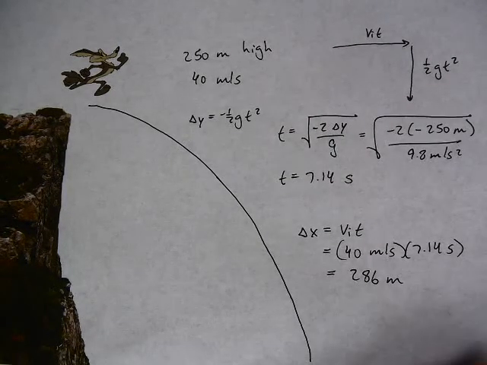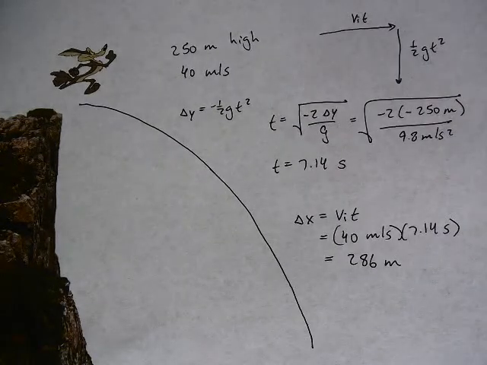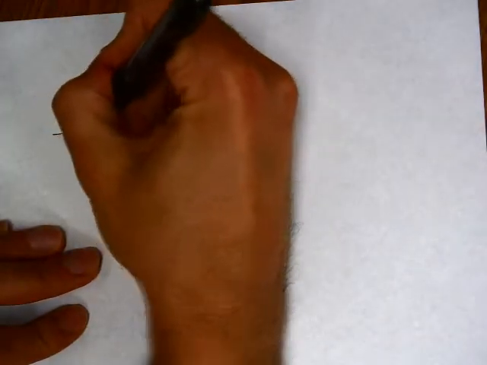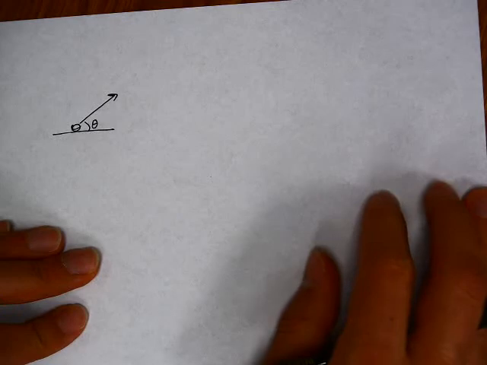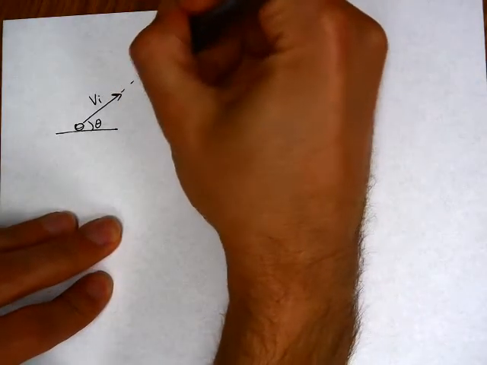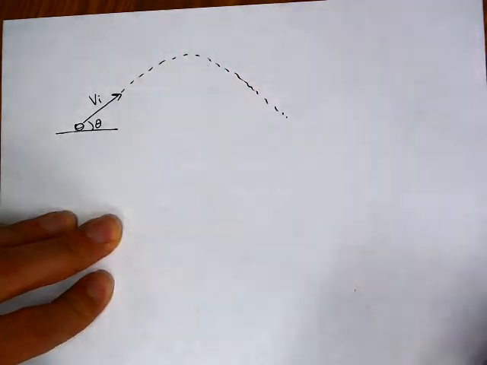Let's look at a different type of problem. This one, let's focus on an object that is launched not horizontally, but upward at an angle. Say a soccer ball or a football that is launched from the ground. So an object launched upward at some angle, which I'm going to call theta, at some initial velocity, which I will call VI, or initial velocity. This object will travel upward and back downward, tracing out a parabola.